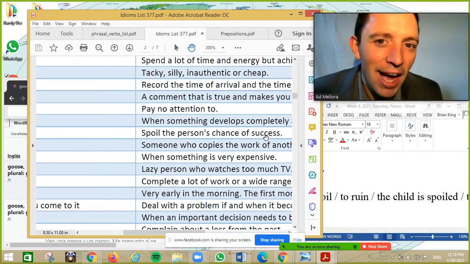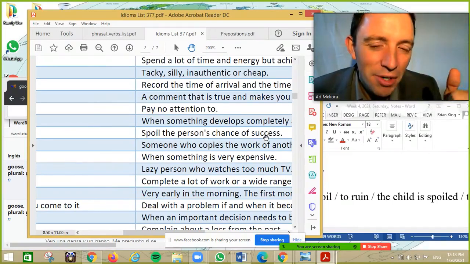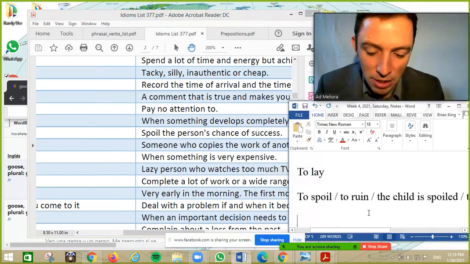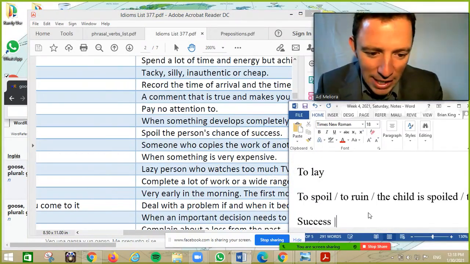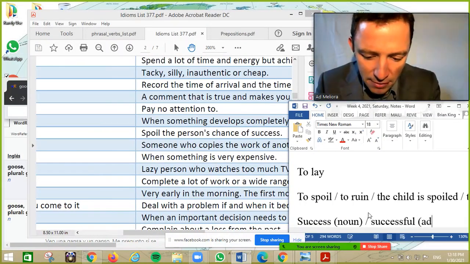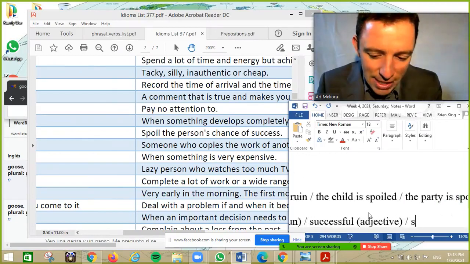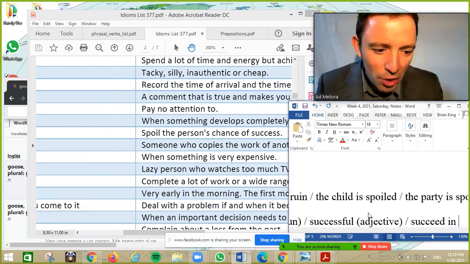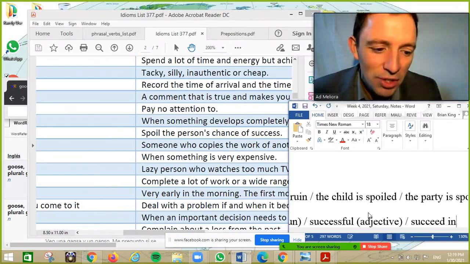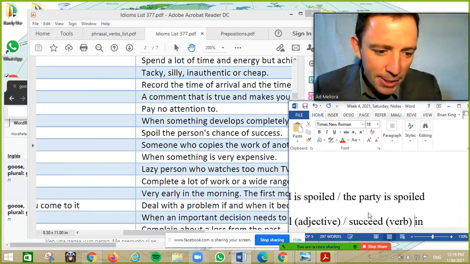Success is éxito. And remember, success is the noun, successful is the adjective, and the verb is to succeed. This family of words is very important, so I'm going to write it here. Success is the noun. Successful is the adjective. And succeed is the verb, very typical with the preposition in and the gerund. Succeed in doing, succeed in having, succeed in meeting. So succeed in is the typical verb pattern.